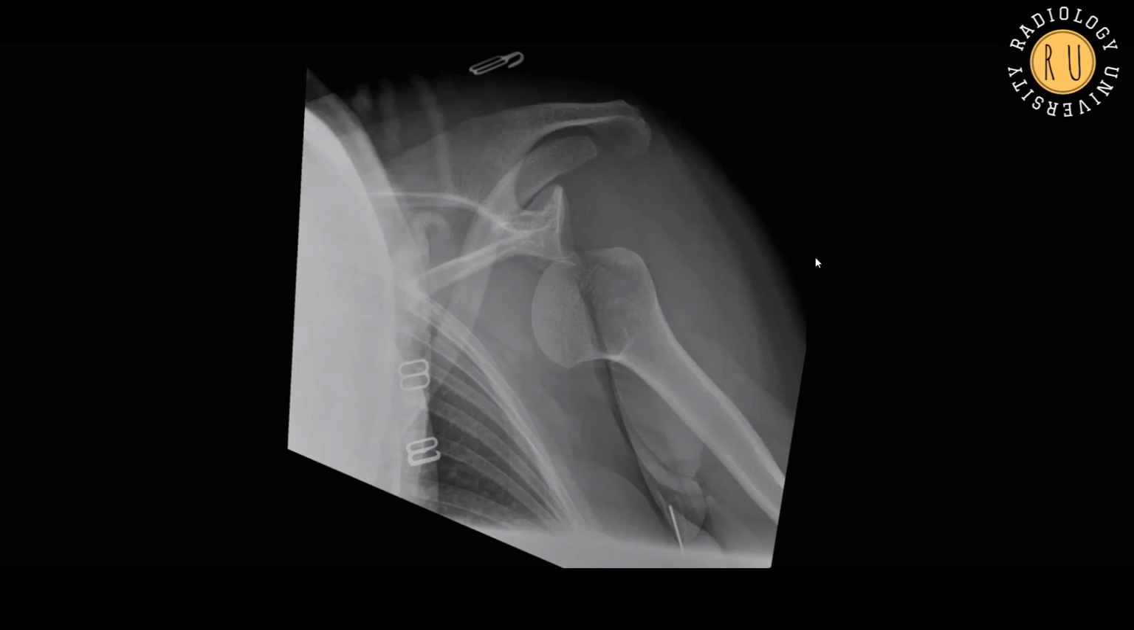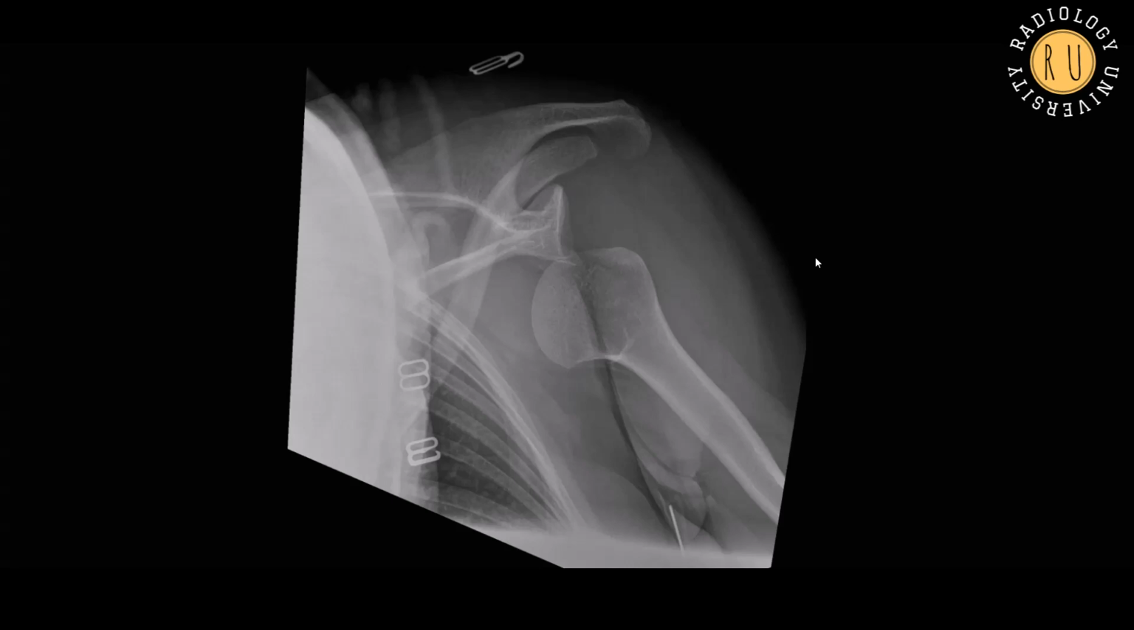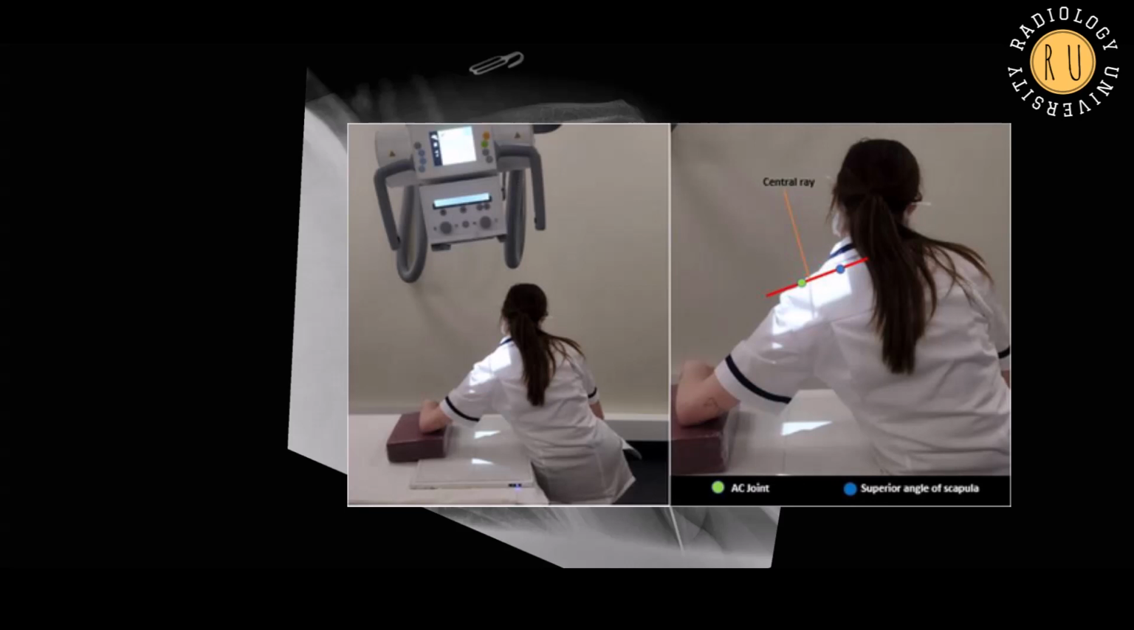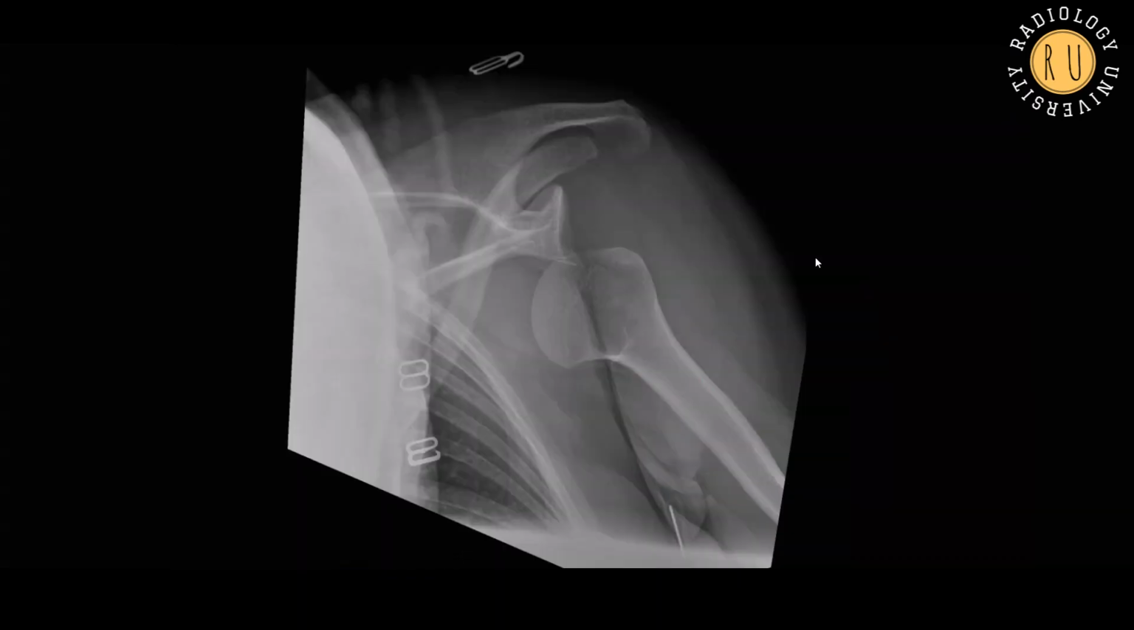What is this view? Is this the Y view you were asking? This is not a Y view. But it's not a lateral view either, is it? I think the angle is from the inferior, tilted cranially. Have you heard of something like an axillary view? Axillary. Yes.